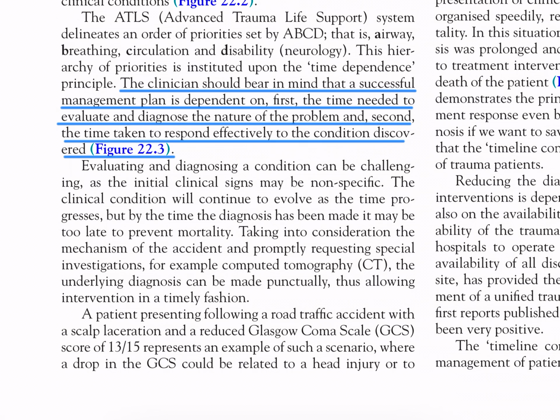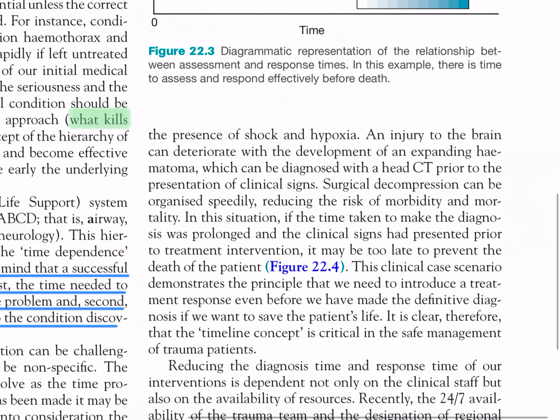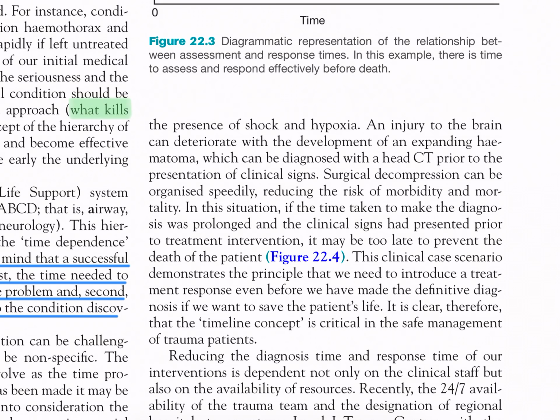Here's an example: a patient presenting following a road traffic accident with a scalp laceration and a reduced Glasgow Coma Scale GCS score of 13 on 15 represents an example of such a scenario where a drop in the GCS could be related to a head injury or to the presence of shock and hypoxia. An injury to the brain can deteriorate with the development of an expanding hematoma, which can be diagnosed with a head CT prior to the presentation of clinical signs. Surgical decompression can be organized speedily, reducing the risk of morbidity and mortality.